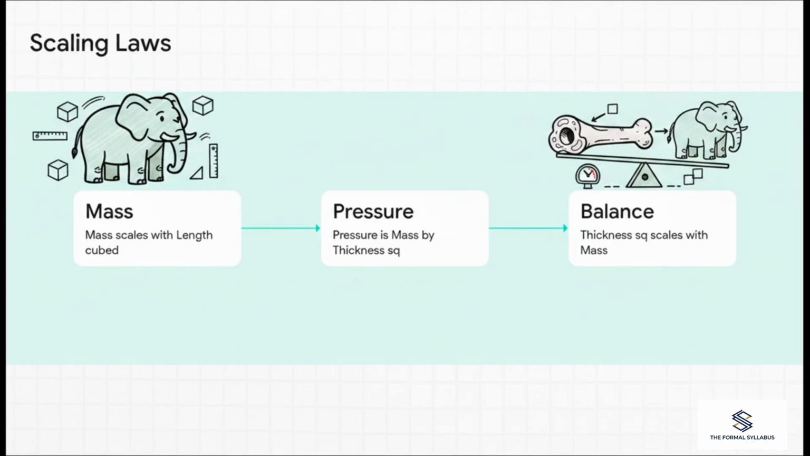Let's walk through the logic. Step 1, an animal's mass, or its volume, scales proportionally to its length cubed. Makes sense, right? Step 2, the pressure on that leg bone is the animal's mass divided by the cross-sectional area of the bone, which is its thickness squared. So, step 3, to keep that pressure safe and avoid breaking, the bone's cross-sectional area, the thickness squared, has to grow at the exact same rate as the mass, meaning it has to scale with length cubed.